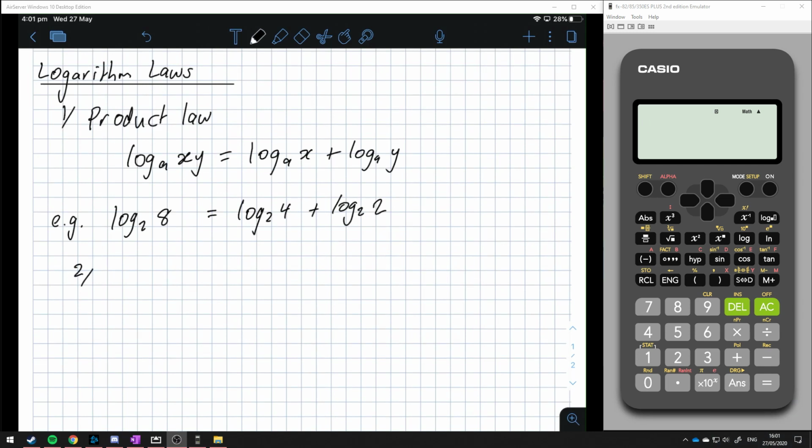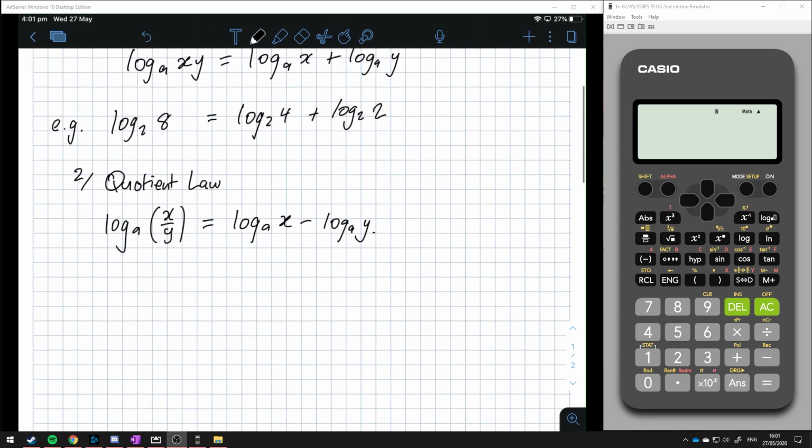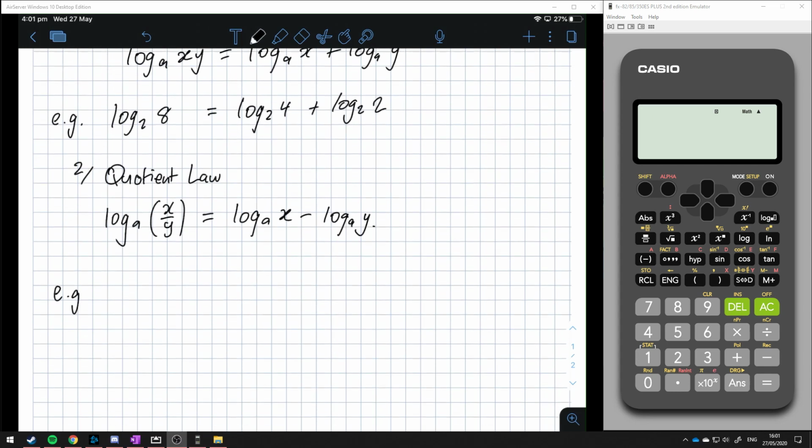Now we're going to go with the quotient. Now the quotient law says if we have log of some base of x divided by y, and that is just the difference of the two, like that. So for example, if we had log of 2 of 4, then we can say that's the same as log of 2 of 8 minus log of 2 of 2.